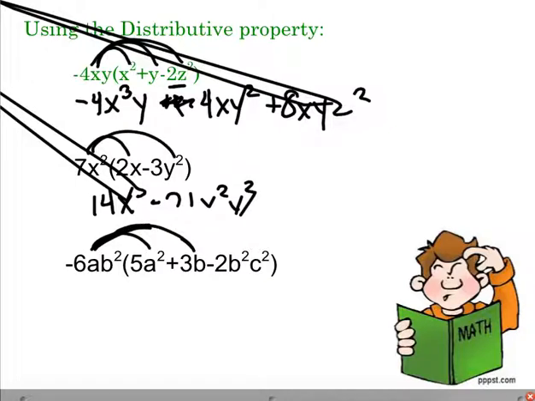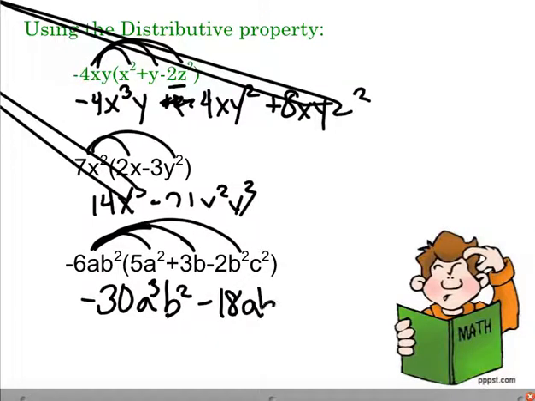When we do this, we're going to have 3 multiplications, and we're going to get negative 30 a cubed b squared minus 18 ab cubed plus 12ab to the 4th c squared. Now, in all of these, we look to see if we can combine like terms, but in this case, remember, we need the same variable with the same exponent, so we end up not having anything to combine.